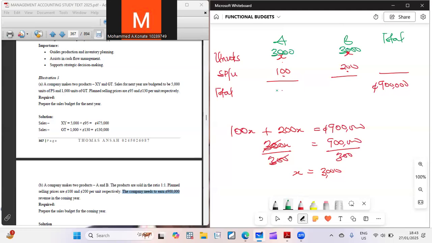So in that case, we know that here it will be 300,000 and here will be 600,000 cedis. So that is how you do the working to get your figure. As simple as that. So you just have to follow suit with what the question tells you. So that is how you do sales budget. Any question on that? It's very, very easy, right?